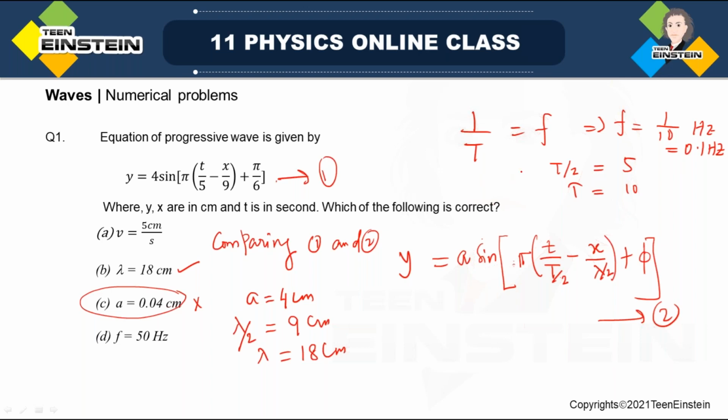All right. So we get frequency is equal to 0.1, but what is given? 50 hertz. This is also not true. Then what is the velocity?